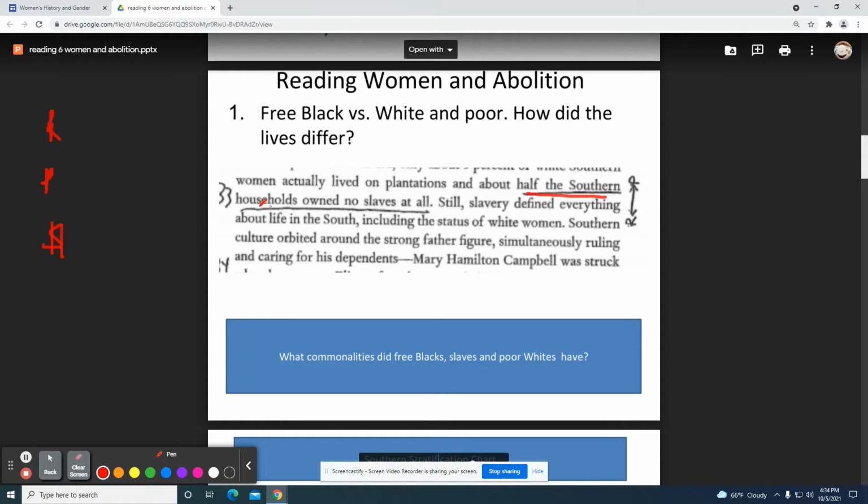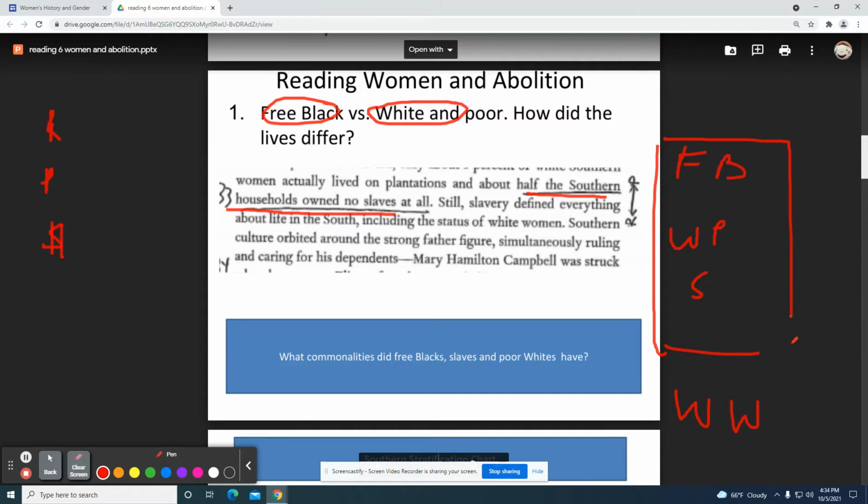And so here, if half the Southern households own no slaves, why are the other remaining non-slave owning households buying into the institution of slavery and supporting it? Should this group and this group pretty much be together? Are they in the same boat? So we'll put free black, white and poor. We'll even throw slave here. Then we'll put wealthy, WW, wealthy white. Do these three have anything in common?